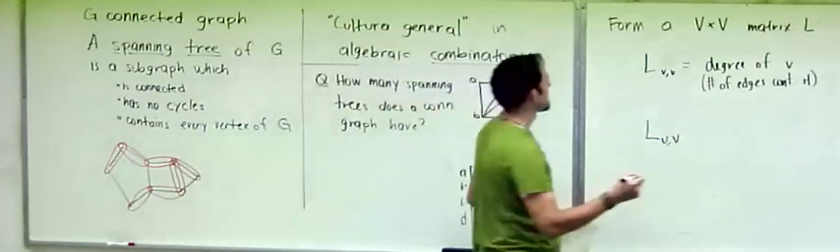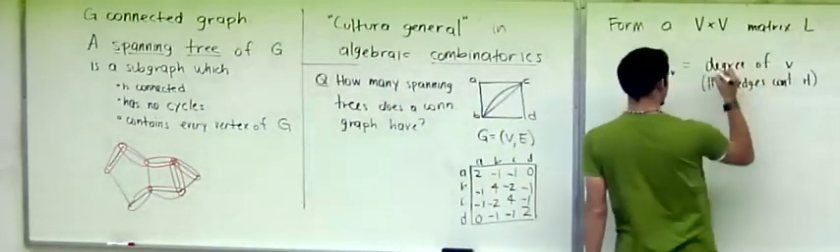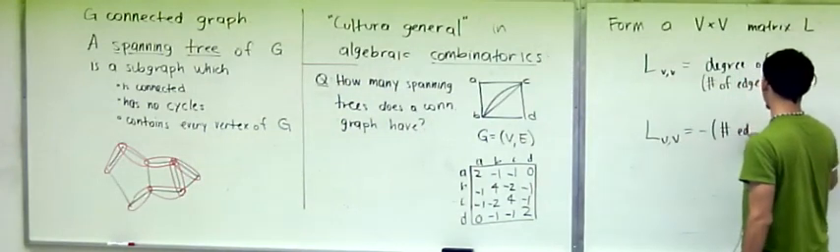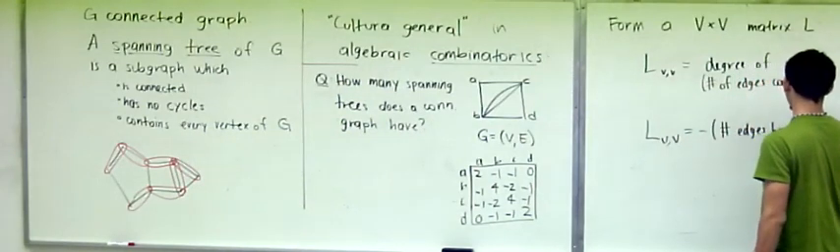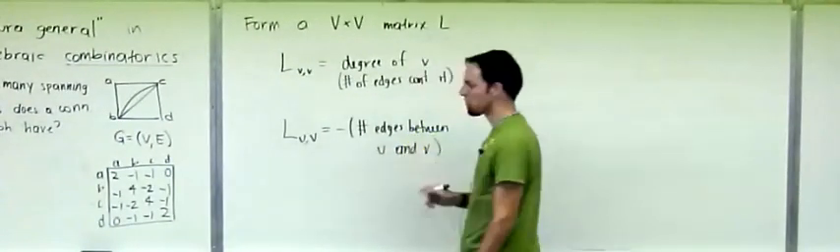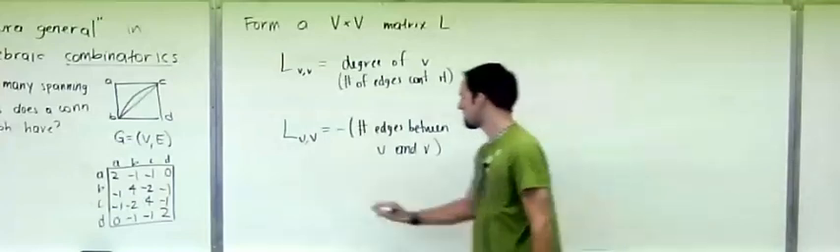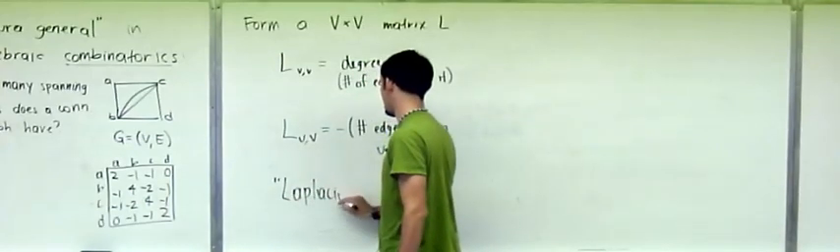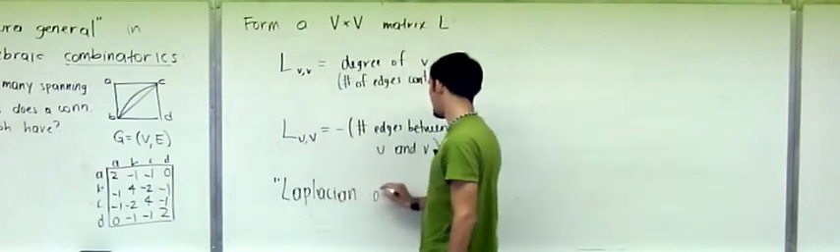So this is called the Laplacian of the graph. So L_UV is minus the number of edges between U and V, which might be 0. Okay. This is called the Laplacian matrix of the graph.